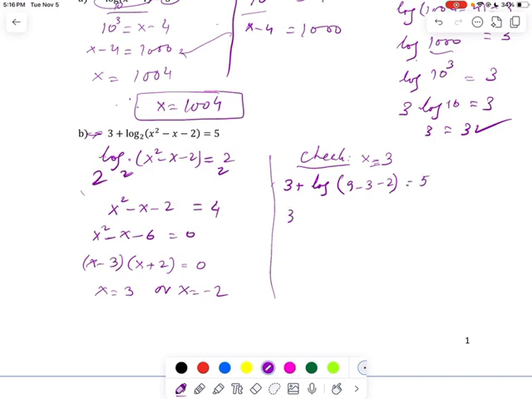So what do I get? The base is 2, log base 2 of, what I get from here is 4, but log of 4 base 2 is 2, which is correct, right? Because we are getting 5 equals 5.